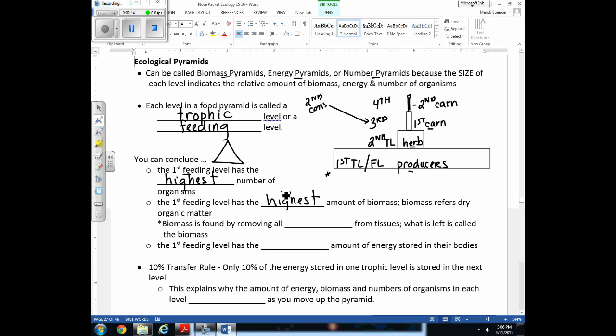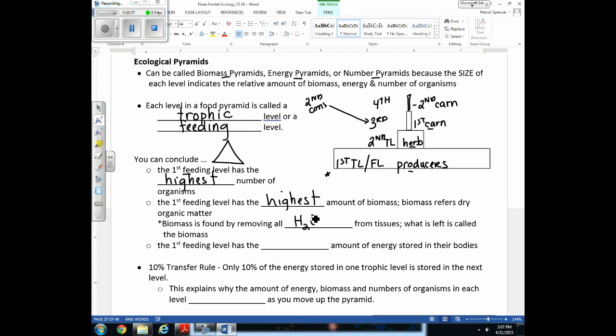Now, we're determining biomass of fruit by removing the water. So that's how you calculate biomass, you have to remove all the water from an organism. And what is left is just going to be organic molecules. And that's what we mean by biomass. So if you dried all the producers in an area versus all the herbivores, you're going to see way more biomass has accumulated in those producers than in those herbivores.